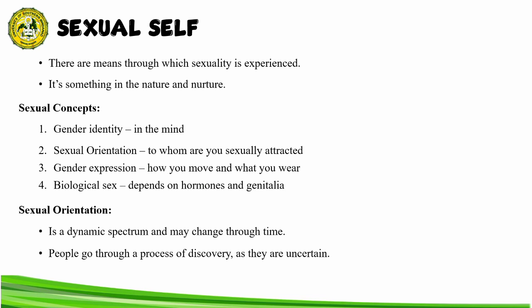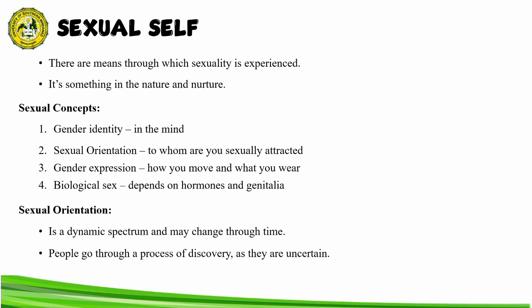Next is gender expression, how you move and what you wear. How a person acts, what they wear, and how they carry themselves are all ways that they show the world what gender they are. It's how you show other people what gender you are by how you look and what you do, and it doesn't always have to match up with gender norms. It is how you tell other people how you identify as a gender.